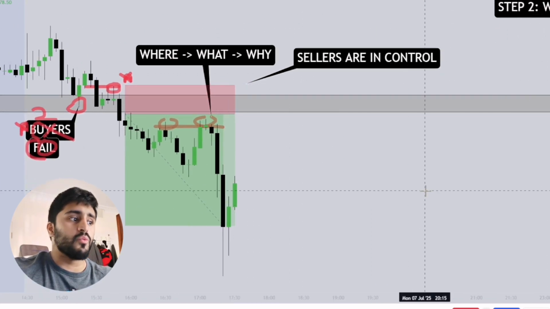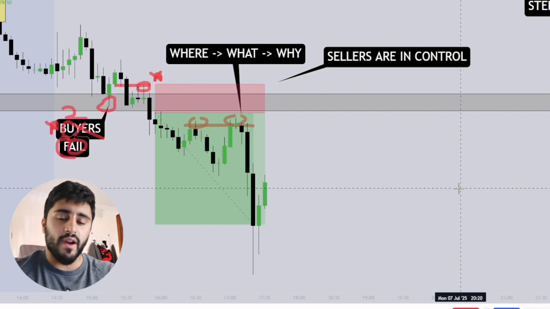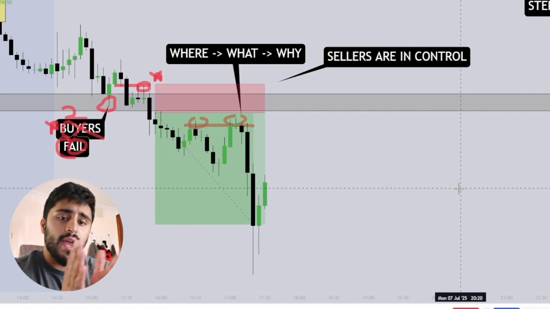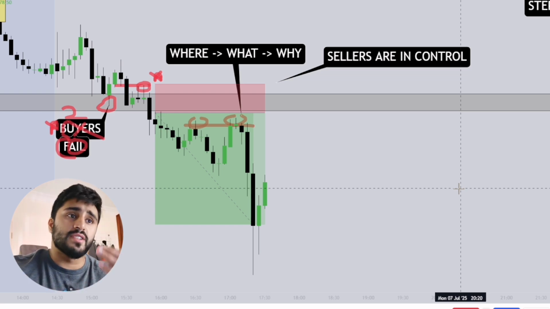Using the 3 steps. So you want to know where, what, why, right? So key level, entry, order flow. It's really that simple. Key level, entry, order flow. Everything comes down to these 3 things.